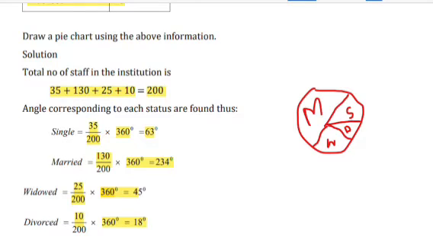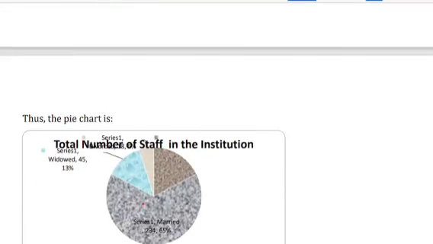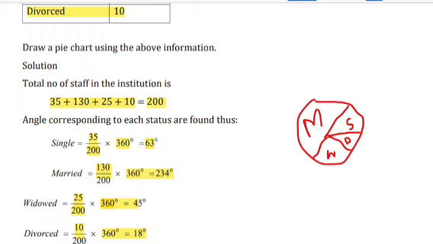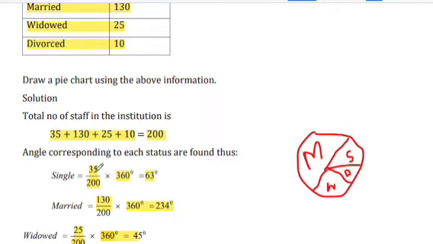Now again, you may be asked to look for the percentage. In this question, the percentages are not given. So I will teach you what to do if you are asked to look for the percentage. You will do exactly the same thing that they have done here. Add everything together. But this time I'm going to have 35 divided by 200 times 100. That will give you the percentage.